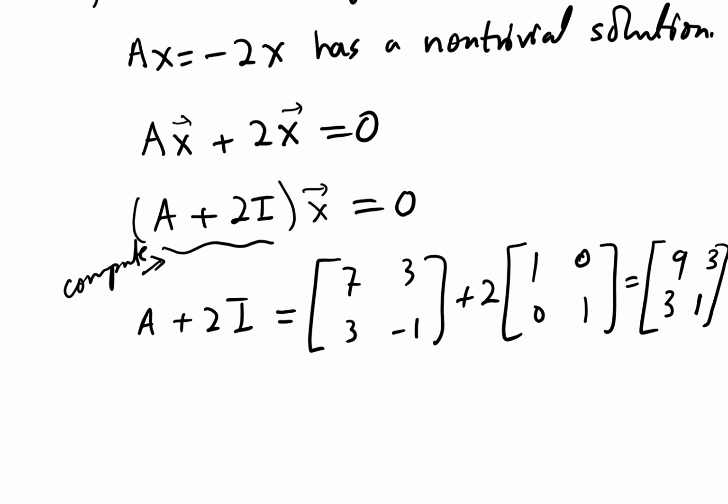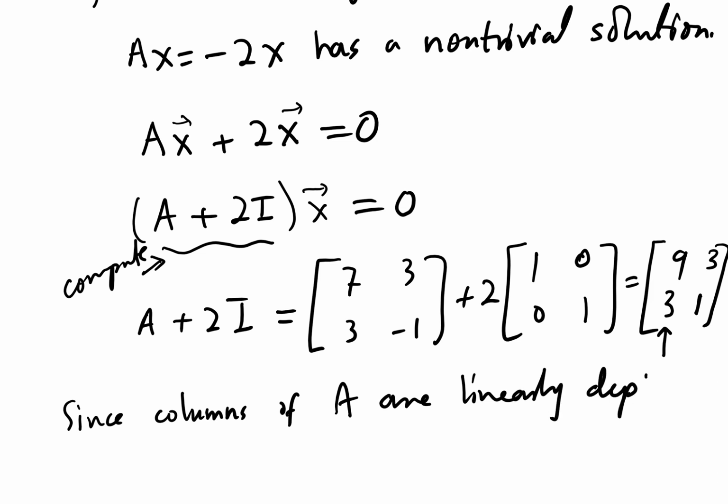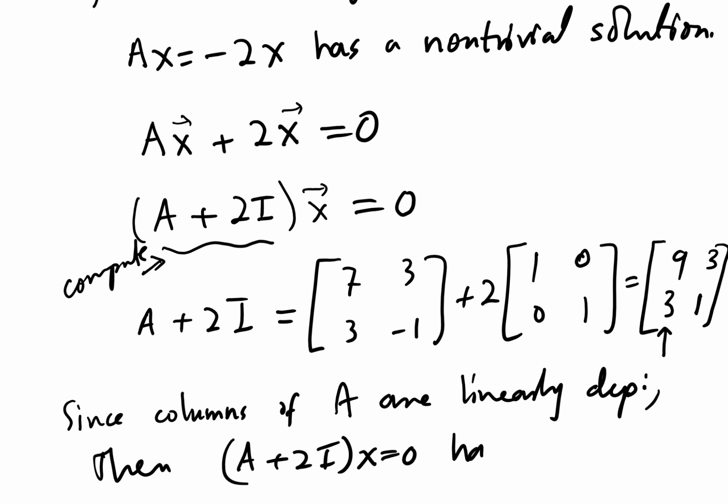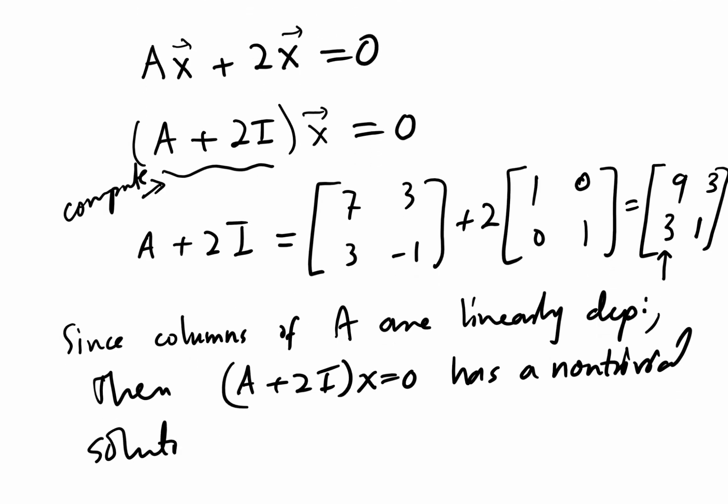Notice the first column is 3 times the second column. So we say since the columns of A are linearly dependent, then A plus 2I x equals 0 has a non-trivial solution. So we say -2 is an eigenvalue of A.